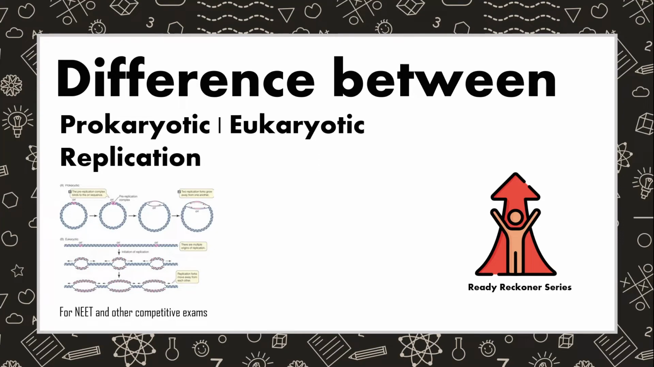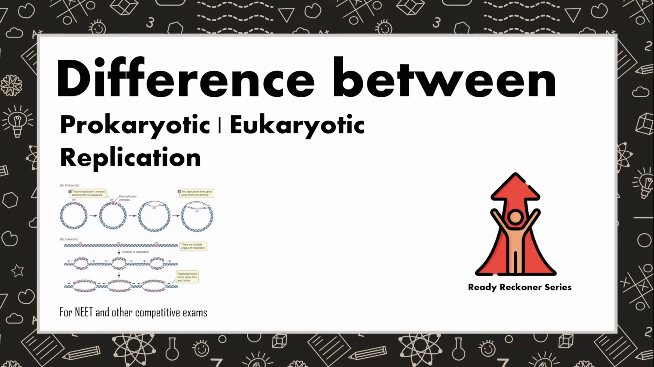In this video, let's understand the difference between prokaryotic and eukaryotic replication. DNA replication is a process by which two identical replicas of a DNA are obtained from the original DNA strand. The DNA replicates before the cell division occurs.